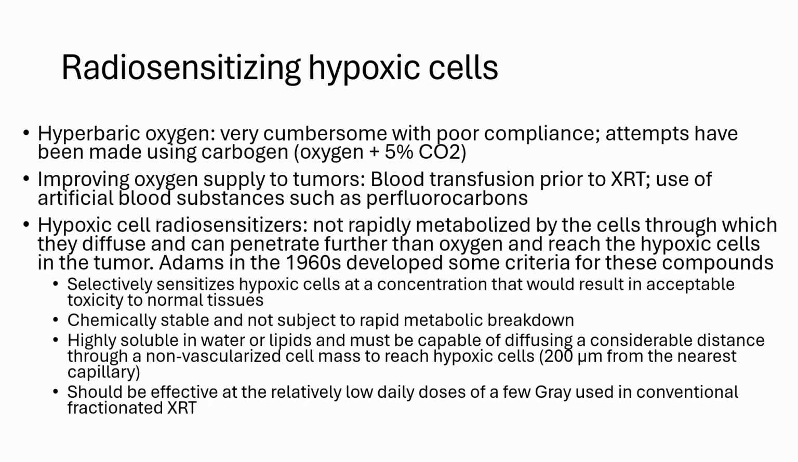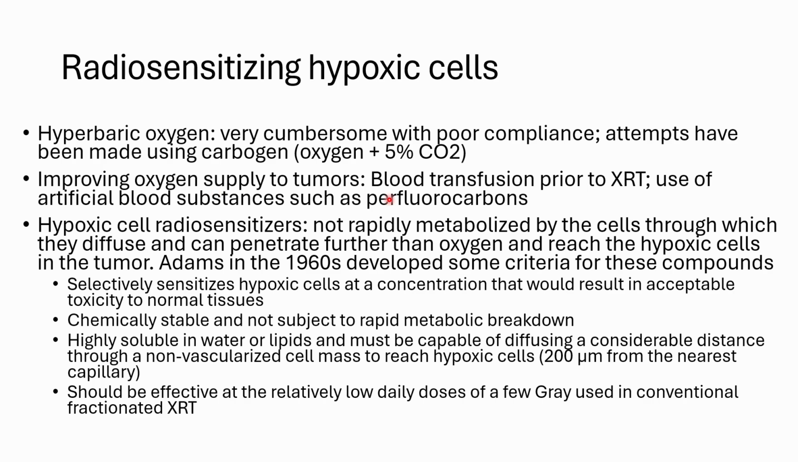So how do we radiosensitize hypoxic cells? One of the more obvious answers is hyperbaric oxygen, right? So if you introduce patients to just very high oxygen concentrations, you can make these hypoxic cells now normoxic. But this is very cumbersome and it comes with poor compliance because these patients have to go here daily for very, very long periods of time. And we've seen attempts using carbogen, and so carbogen is oxygen plus 5% carbon dioxide. The whole goal here is to improve oxygen supply to tumors, all right?